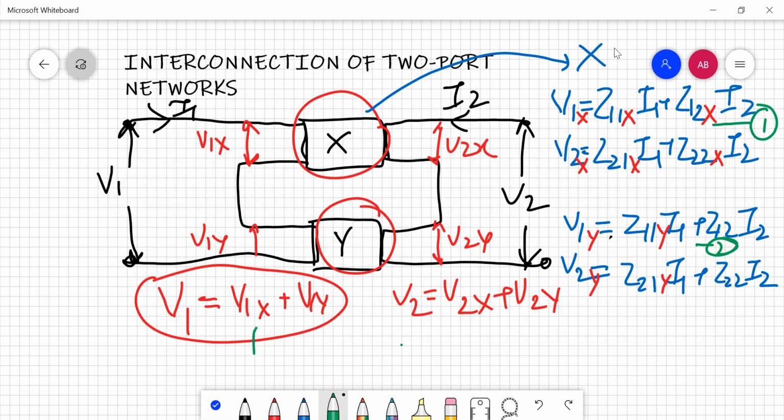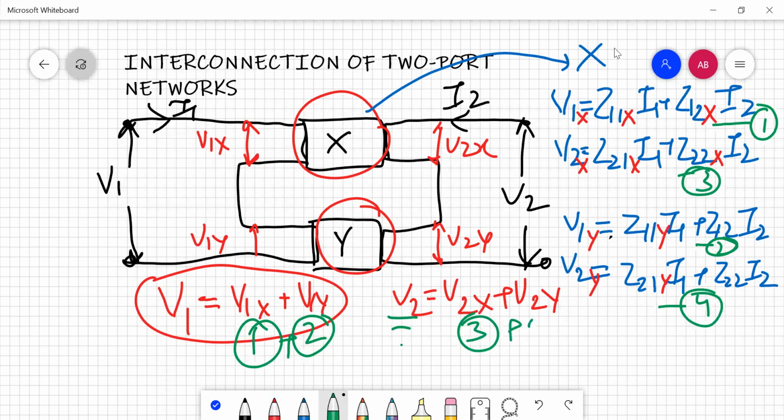So when you are going to write V1, you have to add equations 1 and 2 here. Similarly, let's say this is your equation 3 and this is your equation 4. So when you need to calculate V2, you need to add equation 3 and equation 4. Let me do it for this one, and then you can do the other yourself. So we are going to get the combined total Z parameters of the interconnection.